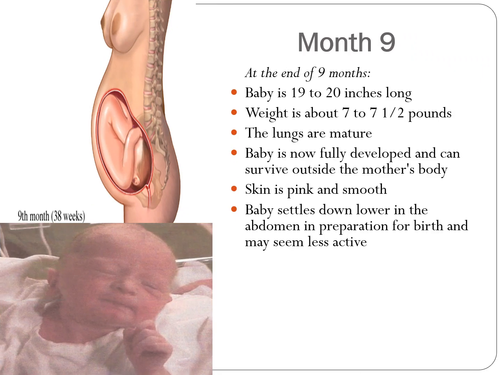The ninth month, the most awaited, it is the 38 weeks and until to the 42 weeks. The baby is 19 to 20 inches long. The most desirable is 7 to 7.5 pounds. The lungs are matured, or the surfactant of the lung is 2 is to 1 in L/S, lecithin sphingomyelin. Baby is now fully developed and can now survive outside the mother's body.